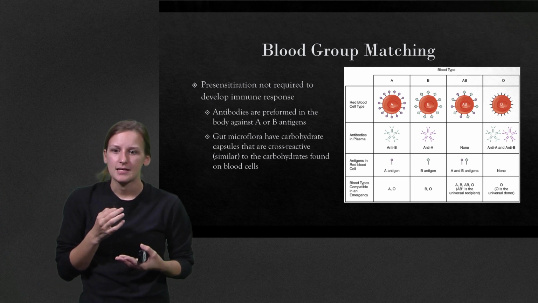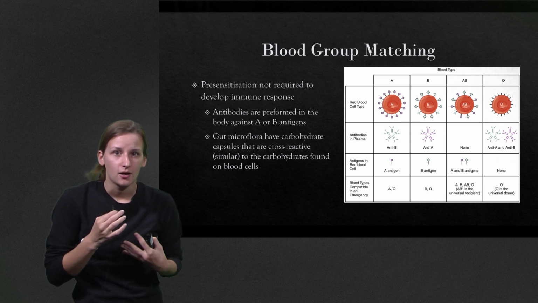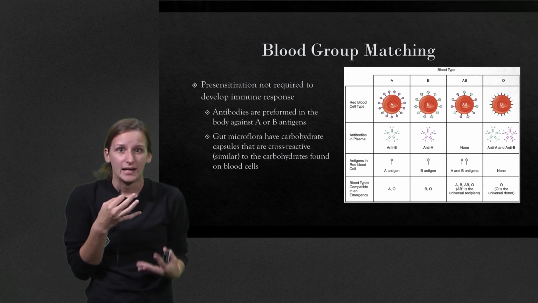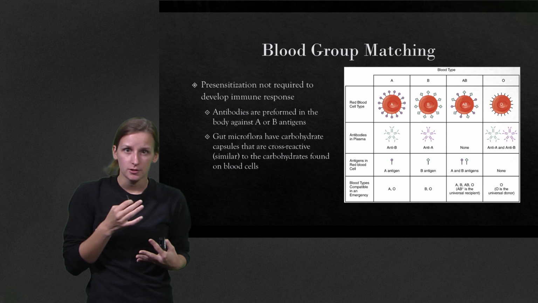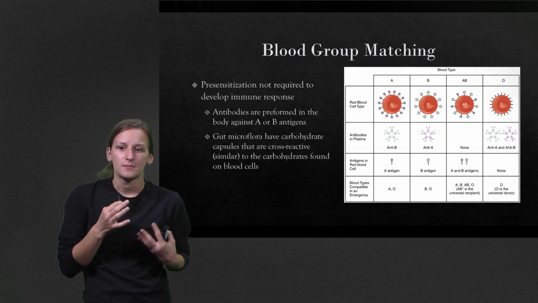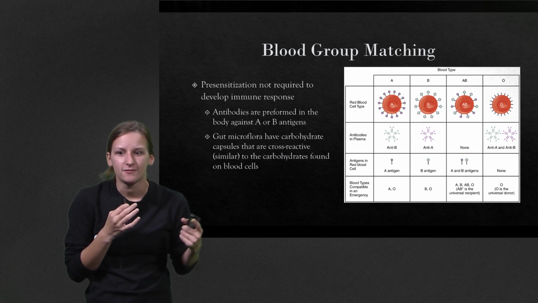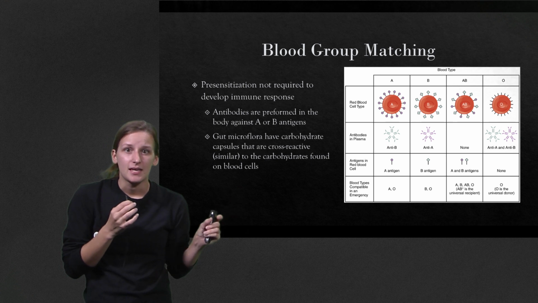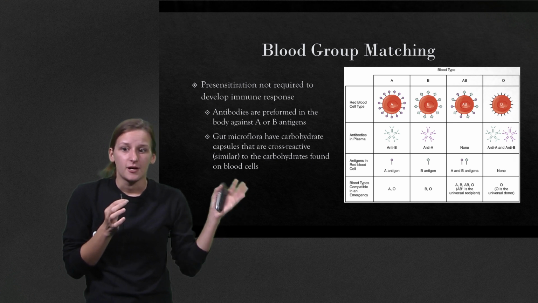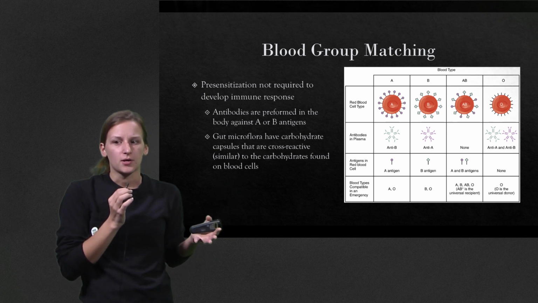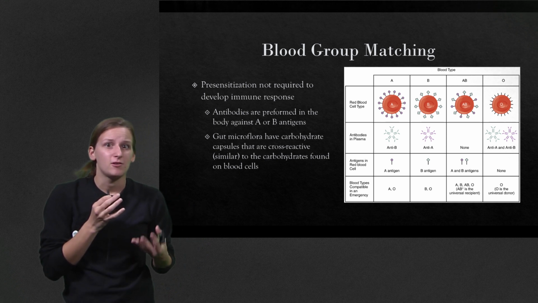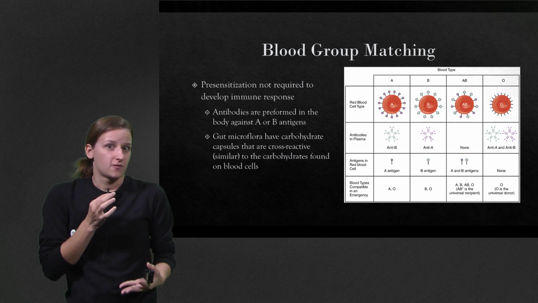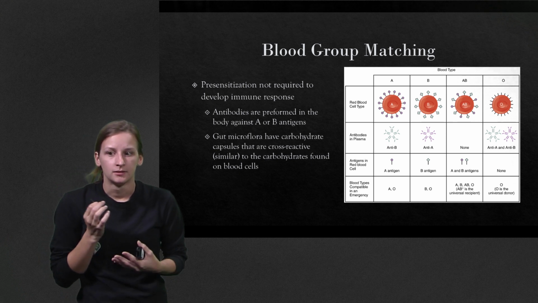What I mean by that is in your body, in your gut or anywhere, you've got bacteria. And some of them have polysaccharide capsules. These capsules have similar sugar structures to type A and type B, the antigens on top of the blood cells. So that's why we don't need a pre-sensitization phase, because your body's already done it for you. So you can actually have a response after your first blood transfusion.